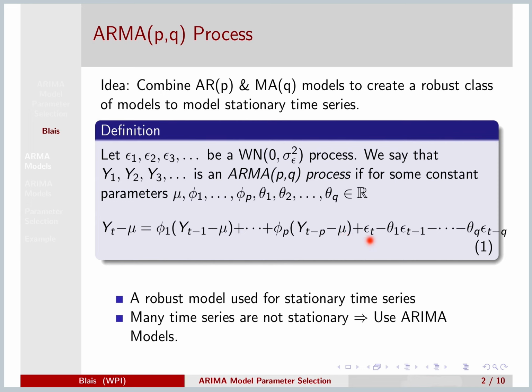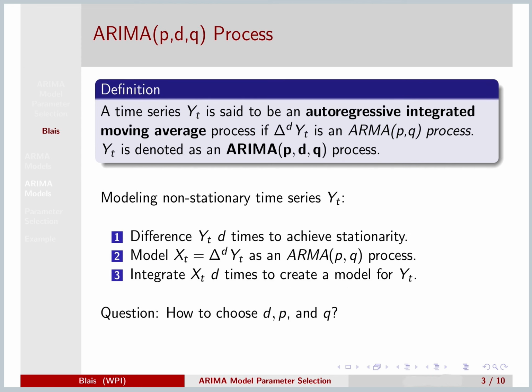Effectively, new information comes in with a new white noise term, and then we get a piece of memory of yesterday's noise term, all the way back to a piece of memory of the noise term from q days ago. And again, we note that for certain conditions on these parameters, we will have an ARMA process being a stationary time series. But many time series are not stationary, and so we move to ARIMA models.